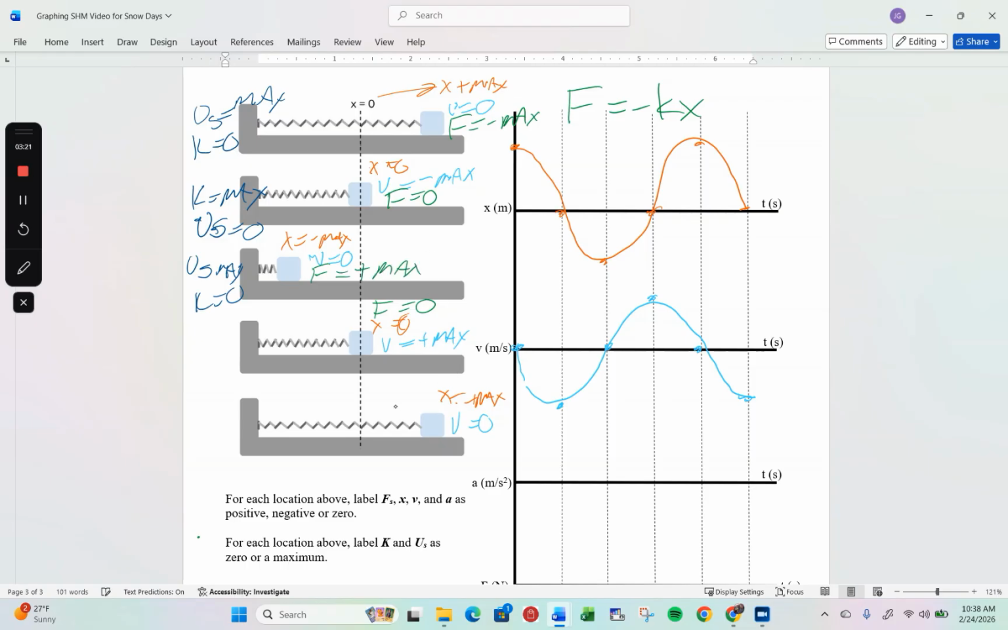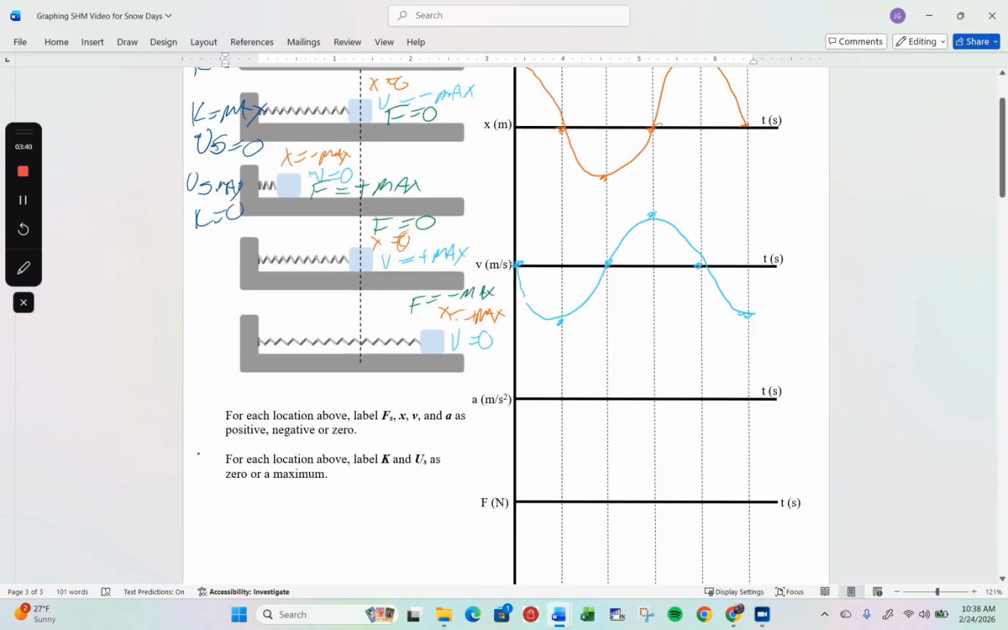Similar here, the spring is most compressed. It's going to be pushing back to the right the most. And then again here, your force is going to be a negative maximum. For the picture in the middle, you have a negative maximum displacement. Negative times negative gives you a positive force.